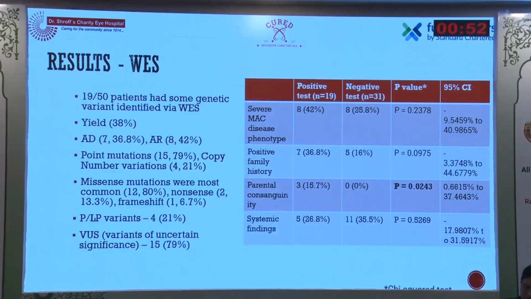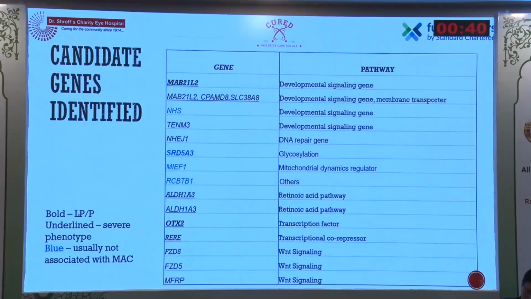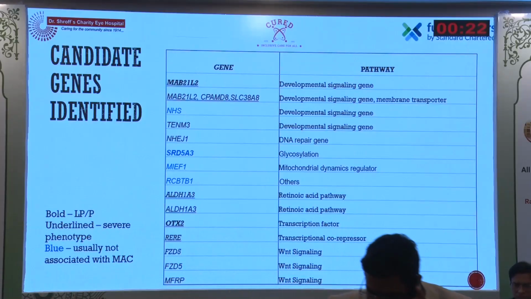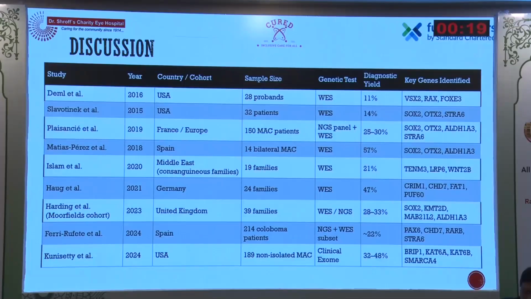When we compared the patients who had a positive test versus those who had a negative test, among these parameters, which are severe MAC disease, positive family history, parental consanguinity or systemic findings, only parental consanguinity came out positive. These are the candidate genes which were seen. The bold ones are those which are likely pathogenic or pathogenic. The underlined ones are those who had a severe MAC phenotype, and the blue ones are not usually associated with MAC but were found positive in these patients. And there were 3 genes, MAB21L2, aldehyde dehydrogenase, and frizzled, which were seen in our population. This is a comparison with other populations where they were found.